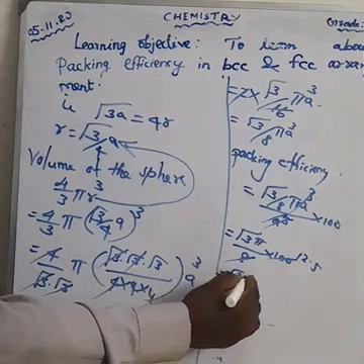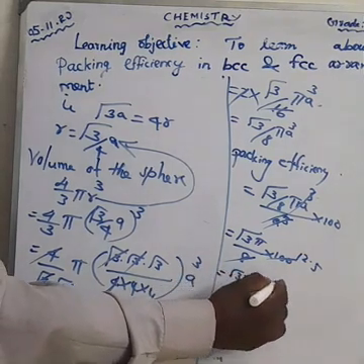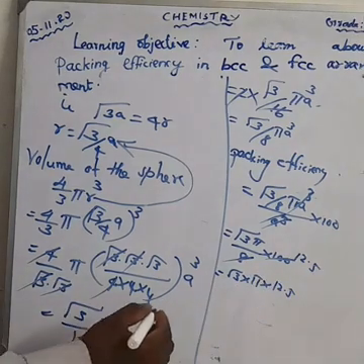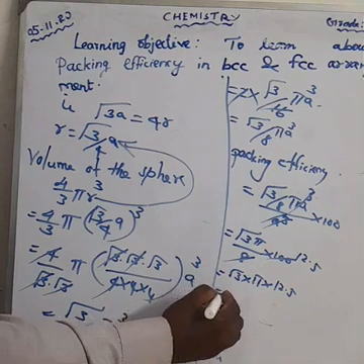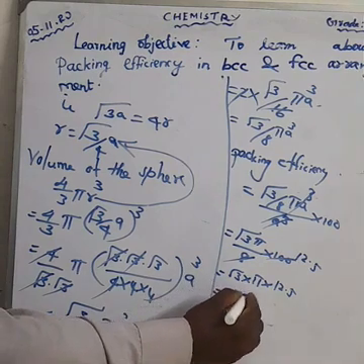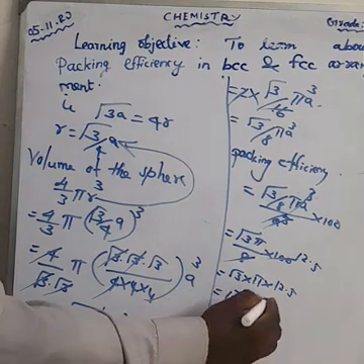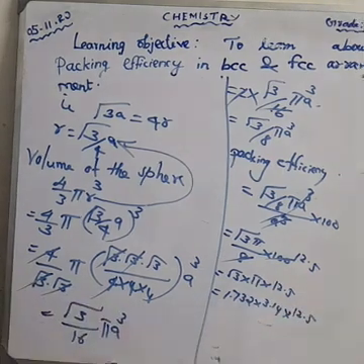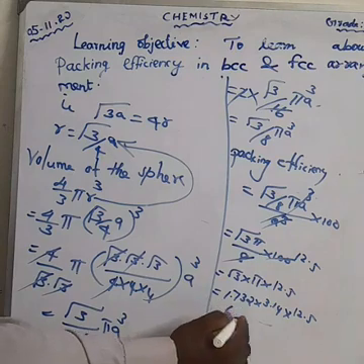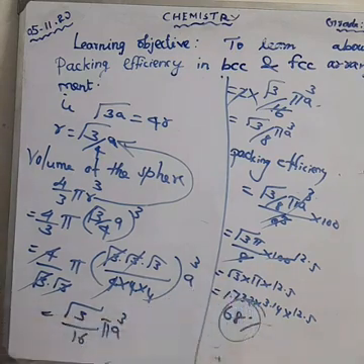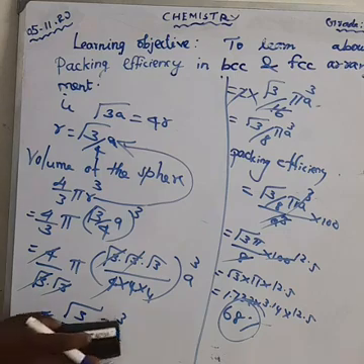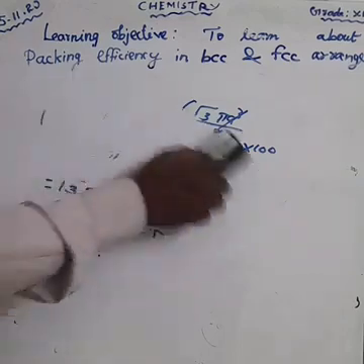Root 3 into pi into 12.5. Root 3 value, all of you know that. What's the value of root 3? That is equal to 1.732 into 3.14 into 12.5. Approximately equal to 68%. Okay? This is about what? Body centered. Clear? Next we can discuss.